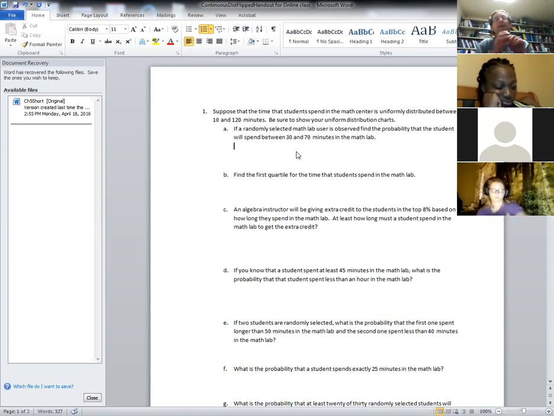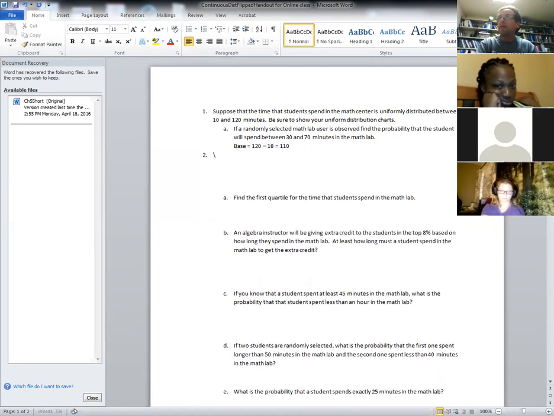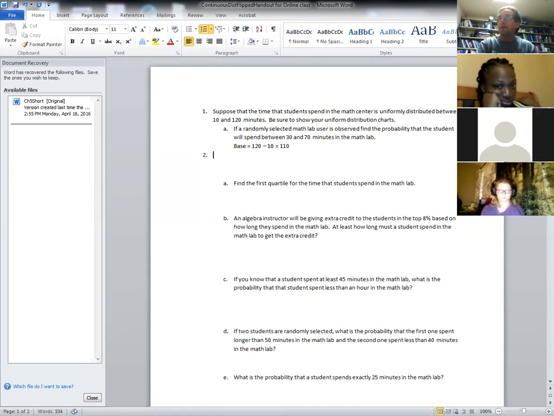Well, the base is 120. Let's write this down. 120 minus 10, which equals 110. The height times the base must be equal to 1. Maybe write base times height because you're more used to that.